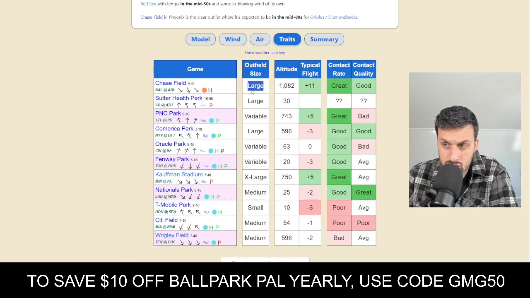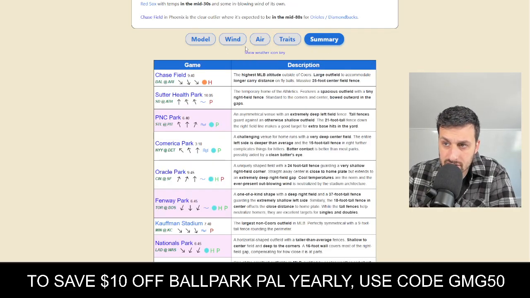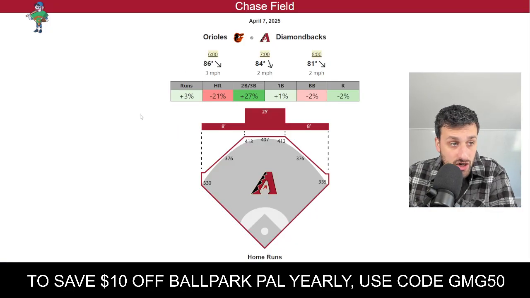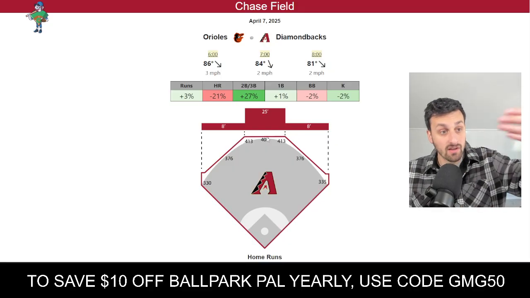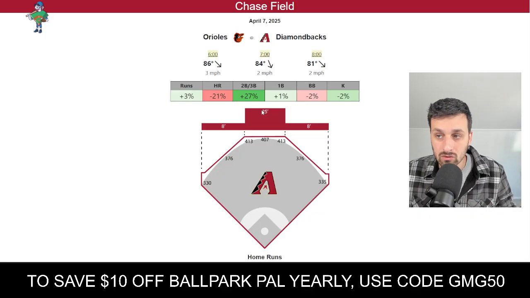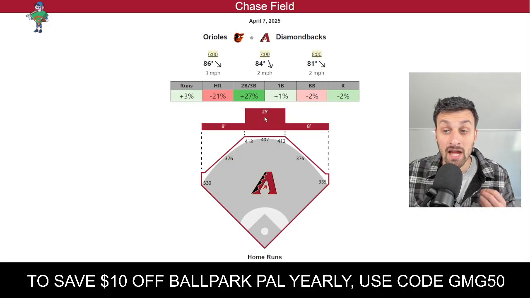The park has a large outfield, higher altitude, which helps balls fly, great contact rate, great contact quality. So you can also click here and see a summary. So what I may also do is I may also click on this. If you click on Chase Field, it will show you a diagram of the field. Right? Center field home runs are hard to hit at Chase Field because the wall is not only deep at above 400 feet into the outfield, but the wall is 25 feet high. That is incredibly difficult to hit a ball that far, that high.